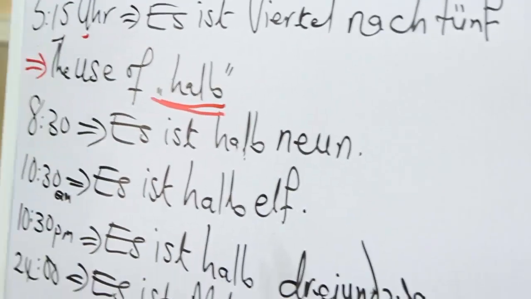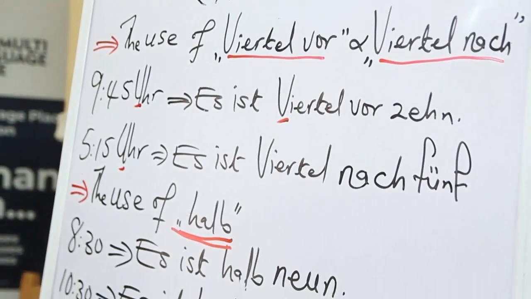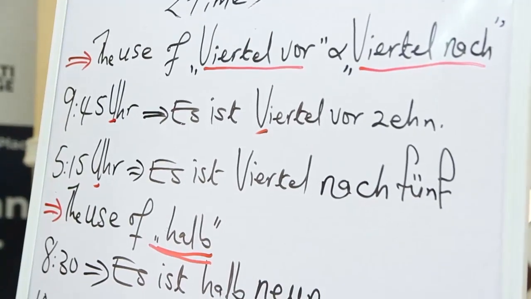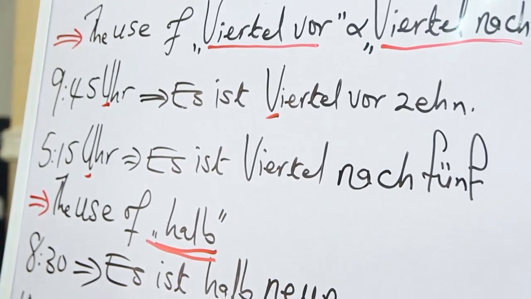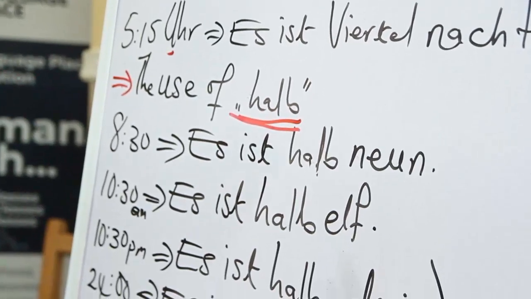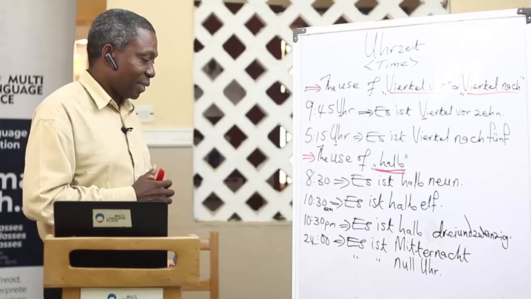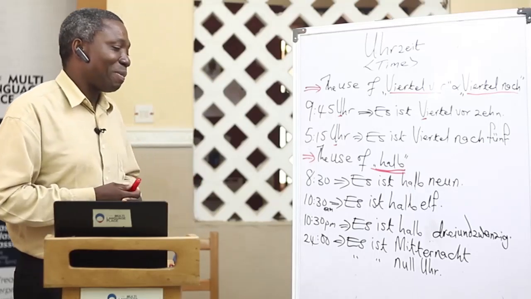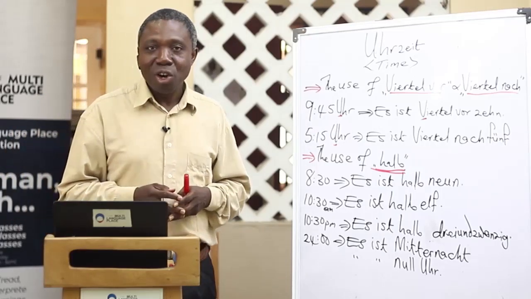So I'm going to go through everything now. Just follow as I go. The first one, es ist 4:14. Second one, es ist 4:05. And then the use of halb. Es ist 8:30. Es ist 10:30. Es ist 22:30. Es ist Mitternacht oder es ist 0 Uhr.